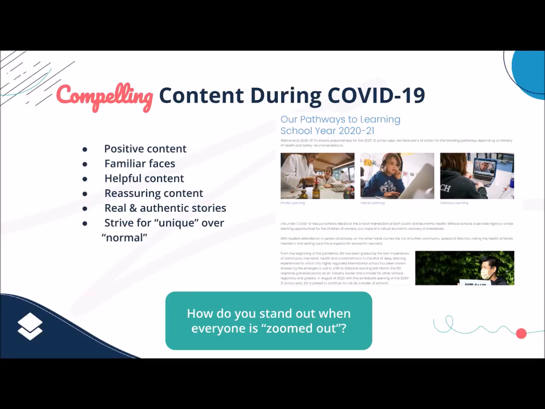Strive for unique over normal. And one of the ways to think about that is, I saw a really powerful photo the other day of a parent sitting at a table working, and what looked to be a 4-year-old sitting at a coffee table working on a laptop together. And it was unique in the way that the photo was framed and done, that it stood out that this child is doing distance learning and those kinds of things.